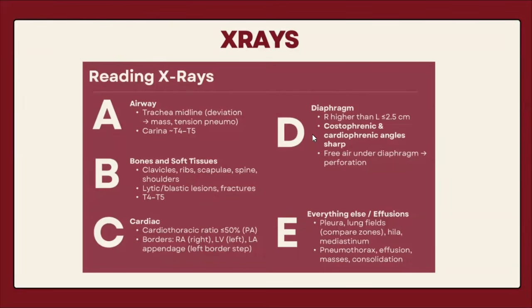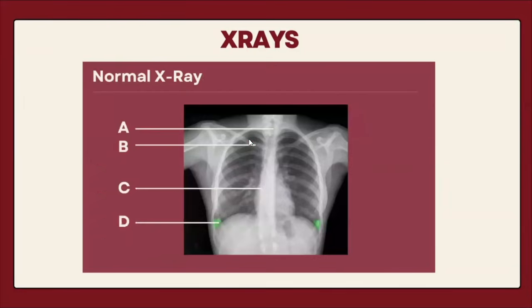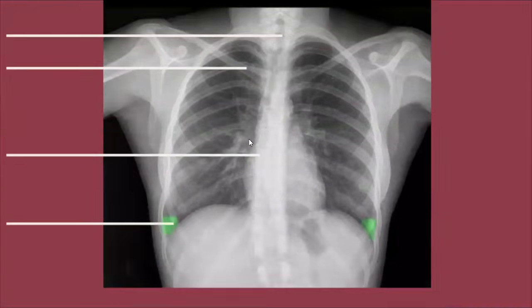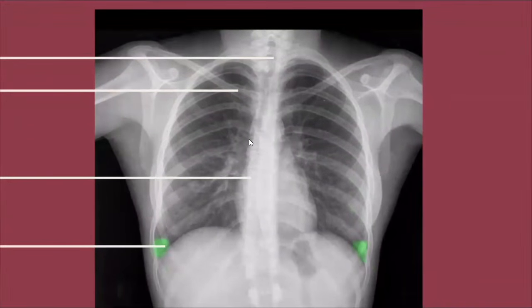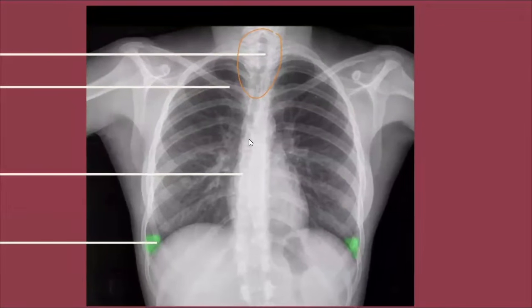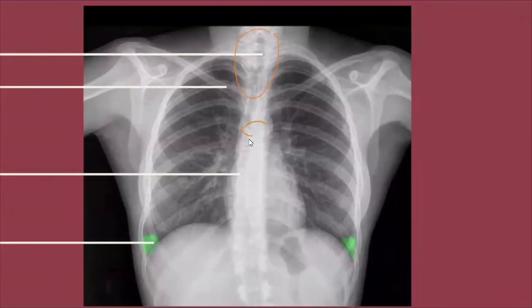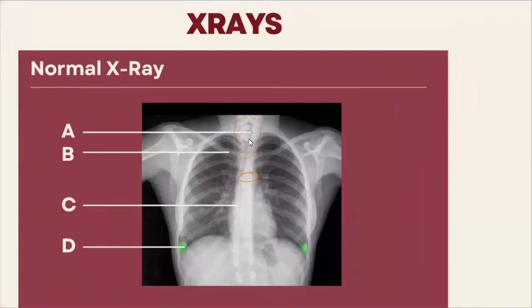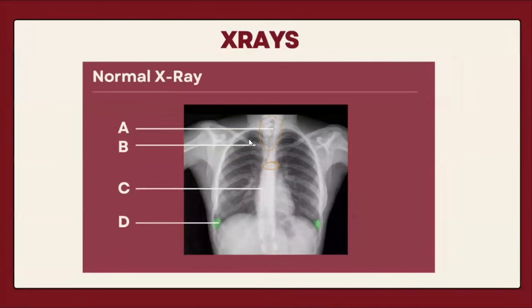That's airway. So if we come here, you'll see this is a normal X-ray, and the trachea is centrally aligned. If you come lower, you can see that the bifurcation appears to be in the right area, around here somewhere. You can tell that they're in the right location so far.